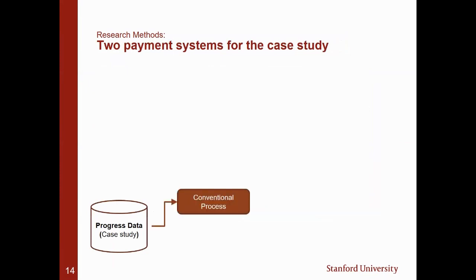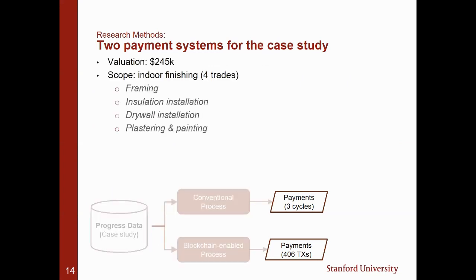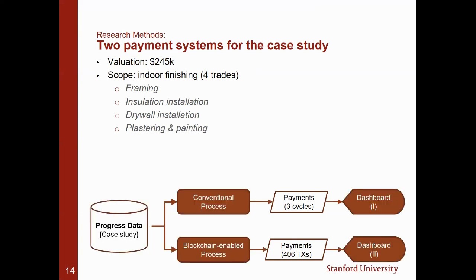One time we push it to the conventional system, which is actually a software solution from the industry. This is a state-of-the-art digital platform. It gives us 3 payment cycles because cycles are monthly. Another time we push it to this blockchain-enabled solution, which is just one implementation that I have. And that gives us 406 transactions written to the Ethereum blockchain. All these payments, whether conventional or blockchain, are showing you the valuation of the same project, which happens to be indoor finishing work for 4 different trades. And then we would visualize that using 2 different dashboards, which I try to make as similar to each other as possible. The first dashboard is mimicked based on that best industry solution out there.